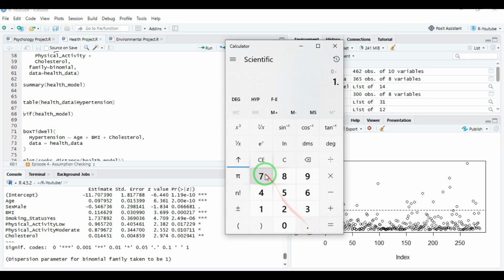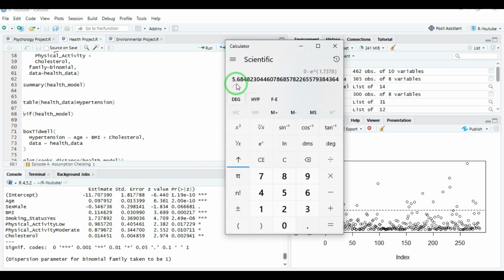Then we get to smoking. The smoking status has a coefficient of 1.7378 with p-value of 2.49 multiplied by 10 to the power of -6. It's a very small number. And as you can see, the odds ratio is approximately 5.68. So what does this number say?